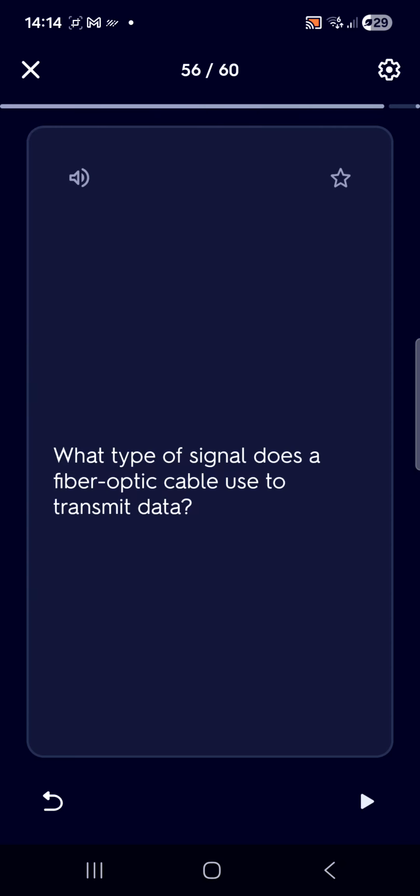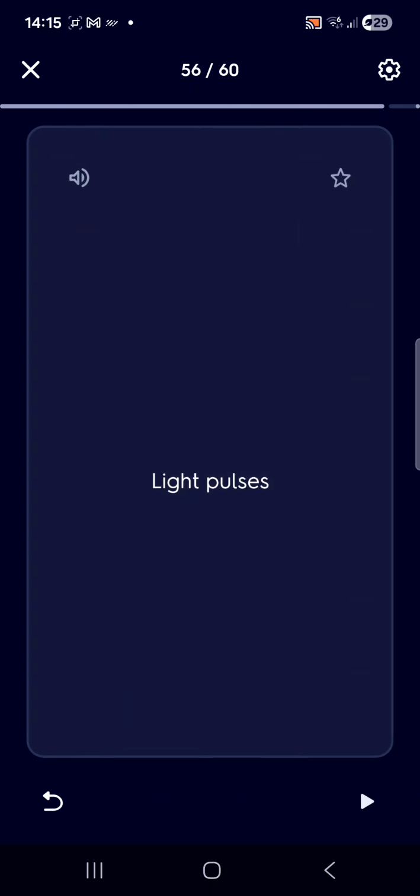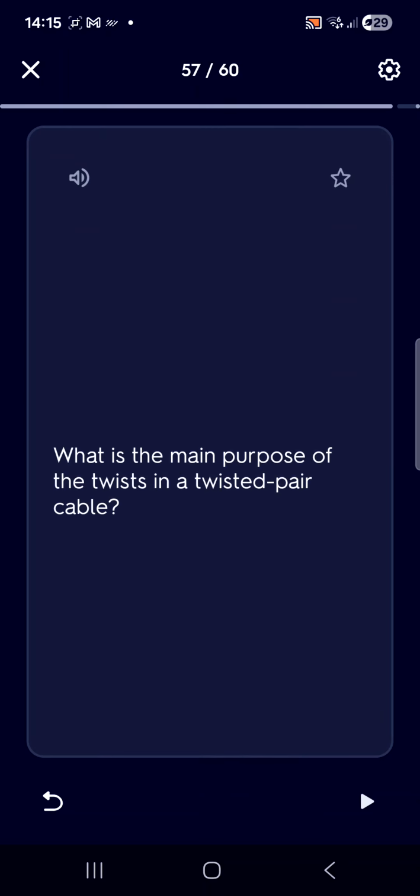What type of signal does a fiber optic cable use to transmit data? That would be the light pulses.